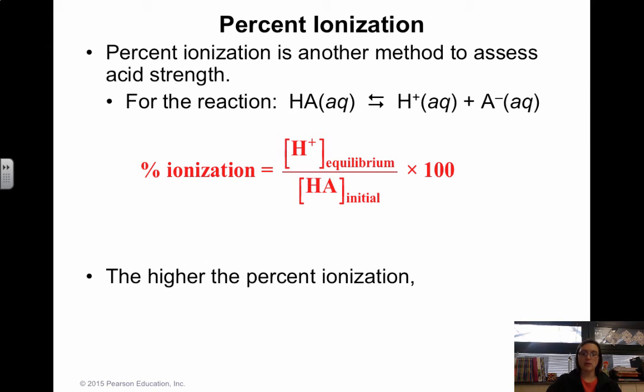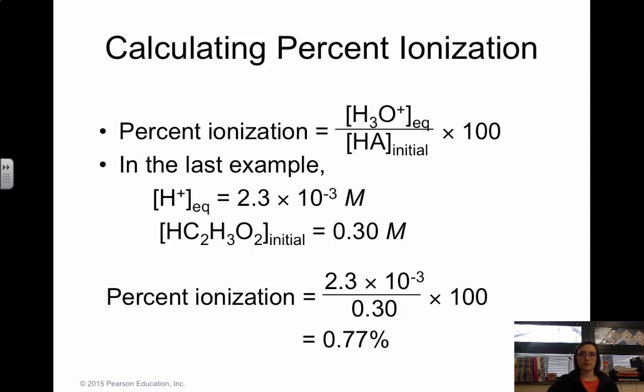So the higher the percent ionization, the stronger the acid. That's because strong acids ionize 100%. So if you have a weak acid and it has a 50% ionization, that means that 50% of the time it will ionize into H plus and whatever the anion is.